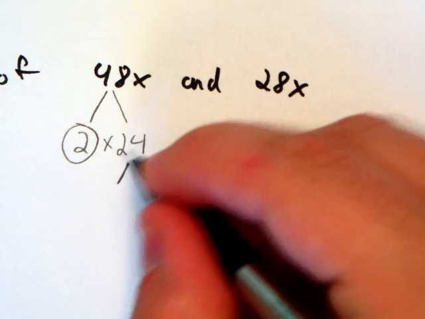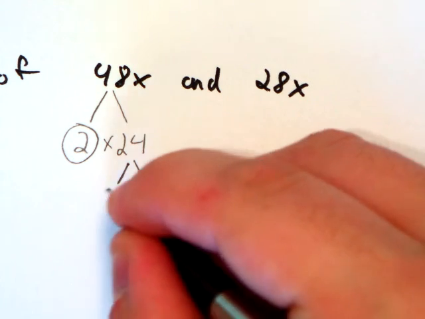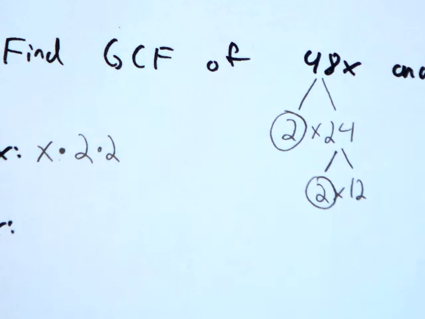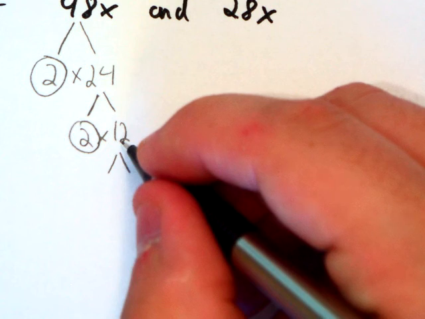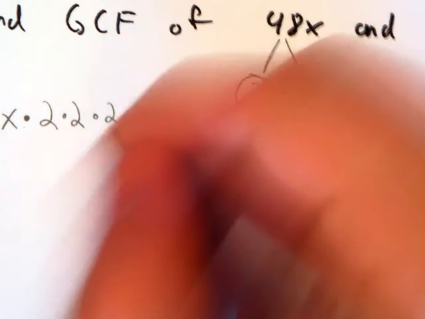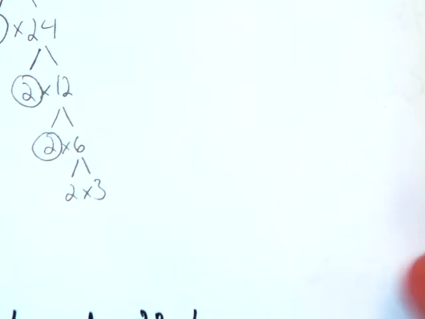Continuing on my tree, I want to do a 2 again. Now 2 times what is 24? Well, that would be 12. Here's another 2. I'm going to put that here again. As I continue, I can change 12 into 2 times 6. Here's another prime number. That's 2 again. So I'm going to put that again along my prime factorization for 48x. Last one here, 6 is 2 times 3, and both of those numbers are prime.